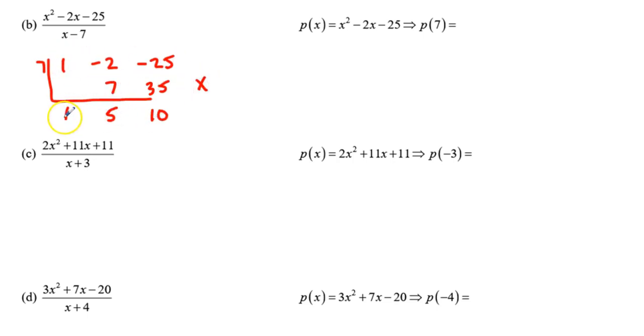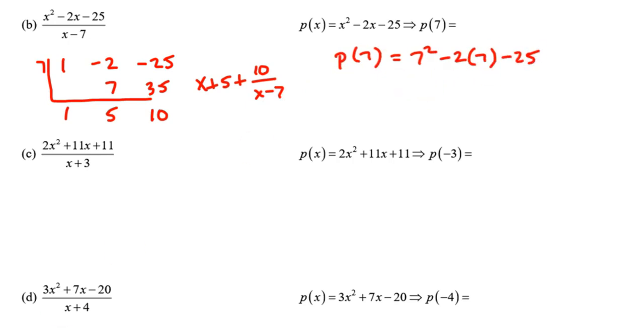So it means we've got an x plus a 5 plus a remainder of 10, which we'll divide by x minus 7. All right, and work out P of 7. And that, in fact, works out to be a 10. Hopefully you're noticing a pattern here. Let's work out the third example.